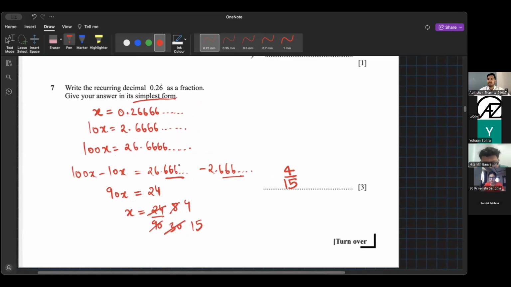Any questions? This is a very important question. You can surely expect one of the questions in the examination based on recurring decimals where you have to write that decimal as a single fraction in your non-calculator paper.